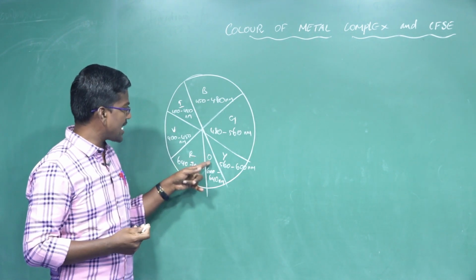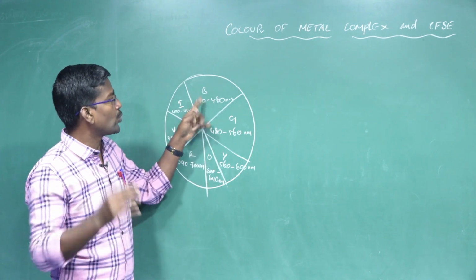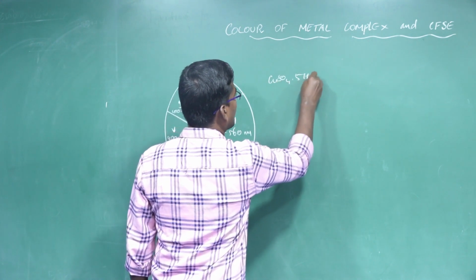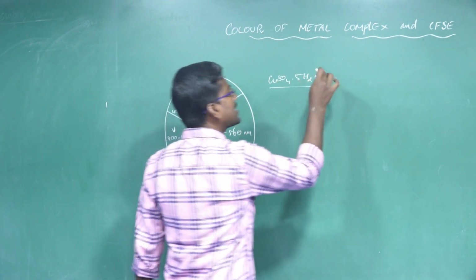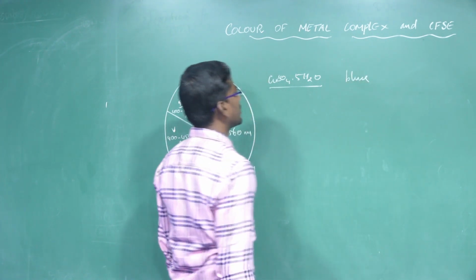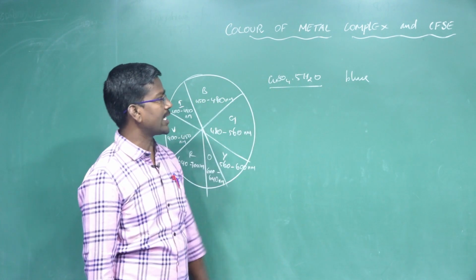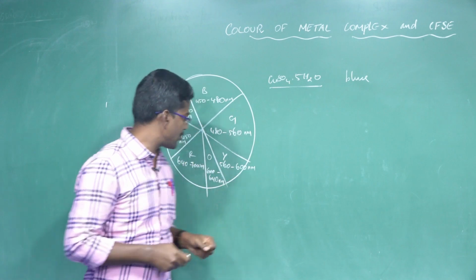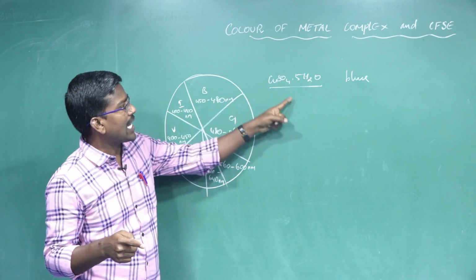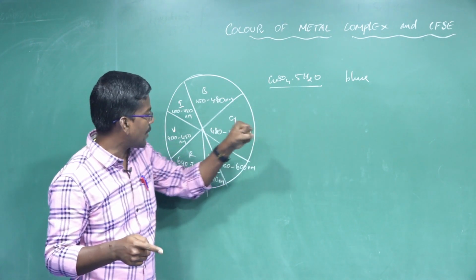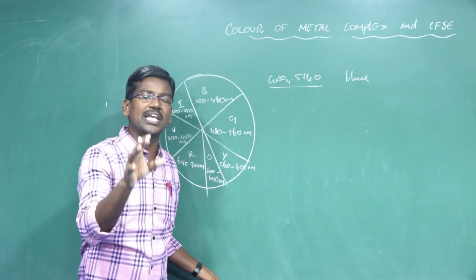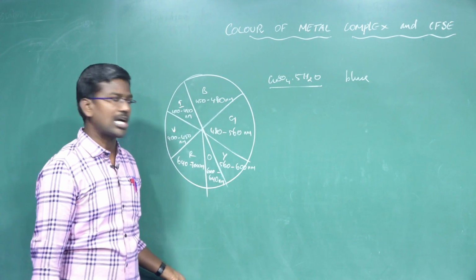So orange is the complementary color of blue. For example, copper sulfate pentahydrate, CuSO4.5H2O, appears as a blue color. But copper sulfate pentahydrate absorbs the orange color. What is the opposite color of orange? Blue. So copper sulfate pentahydrate absorbs the orange color and transmits the blue color, which is known as the complementary color of the compound.